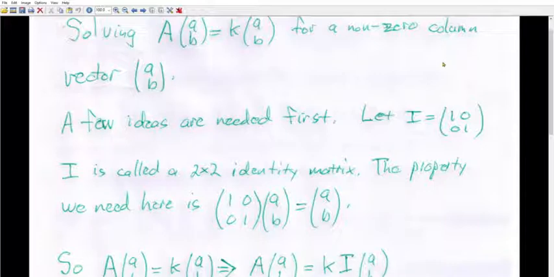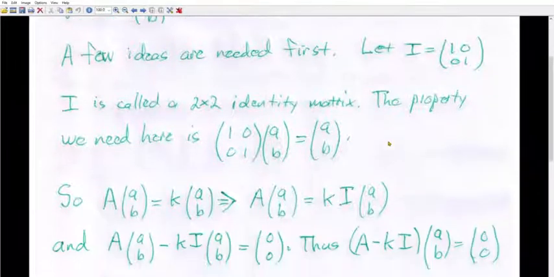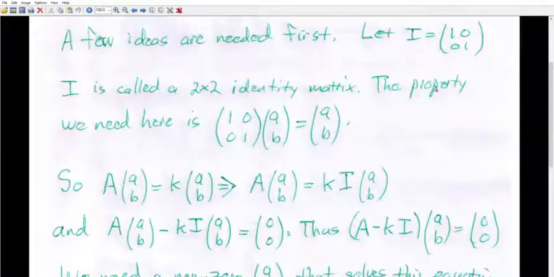First, I need to define I, which is [1, 0; 0, 1], and I'm going to call that a 2 by 2 identity matrix. An identity matrix has ones on the main diagonal and zeros elsewhere. The property we need for this to work is that [1, 0; 0, 1] times (a, b) is (a, b), and that's pretty obvious. When you dot that with that, you get a. When you dot that with this, you get b.